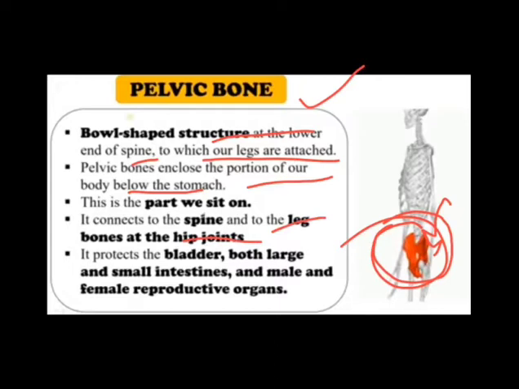The main function of the pelvic bone is that it gives protection to the bladder, and to both the large and the small intestine. As you all know, we have two intestines, one large and one small. It also provides protection to the male and the female reproductive organs. So the pelvic bone provides protection to the bladder, both intestines and the male and female reproductive organs, right? So now you have understood what the pelvic bone is. Let's move on.